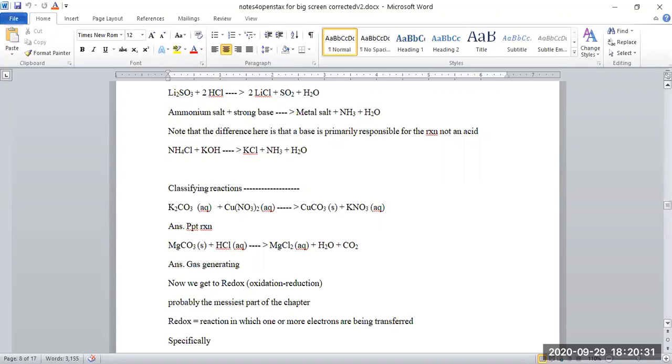You can dig a little deeper and look at it and go, okay, the K's matched up with the NO3s because that's first and last. And then the copper sticks to the carbonate, so third and second. And all of those pieces help you figure out that, yeah, that's a precipitation style reaction.